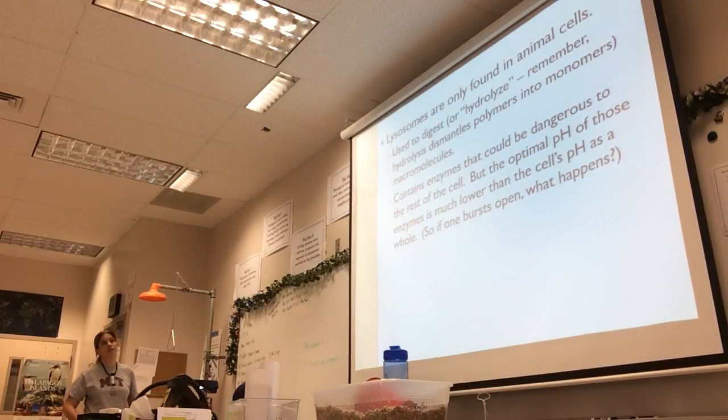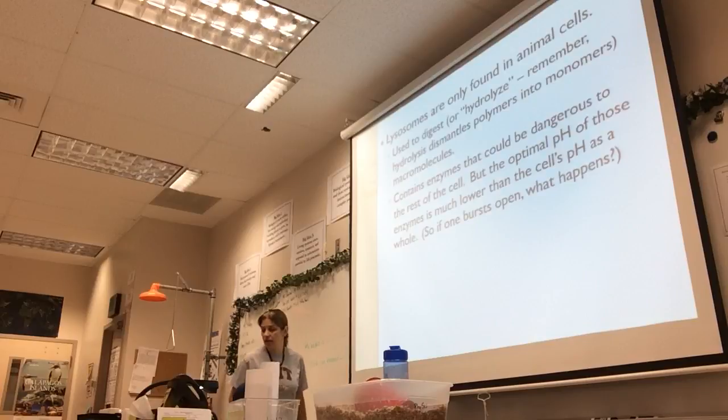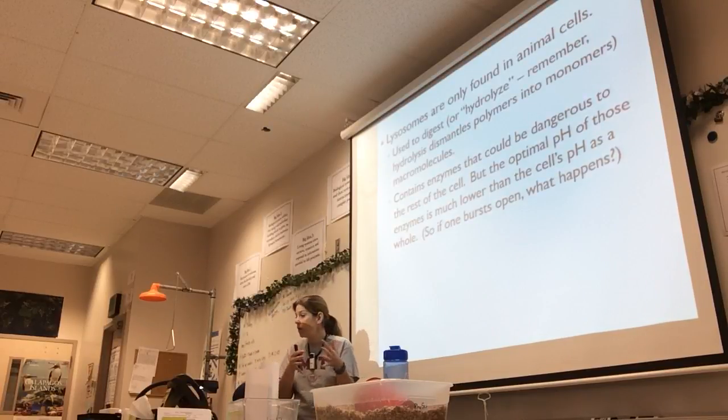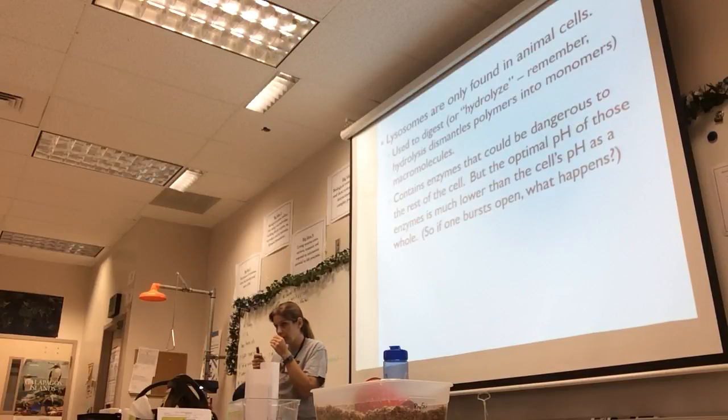So we also have something called lysosomes that are a part of the endomembrane system. Lysosomes are only found in animal cells, and they're used to digest macromolecules. Remember, that's achieved by hydrolysis. So we're adding that water molecule and breaking apart that polymer. And so here's the trick. The whole cell is made up of these polymers.